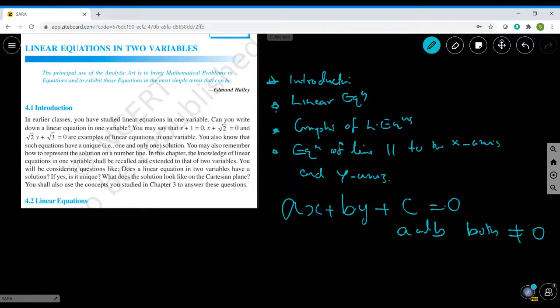Then we also have to know how many solutions are there in the case of a linear equation in two variables. We will have infinitely many solutions. So now we have learned the introduction. It is an algebraic expression with an equal sign and two variables, and the highest power of those variables will always be 1. That is a linear equation.